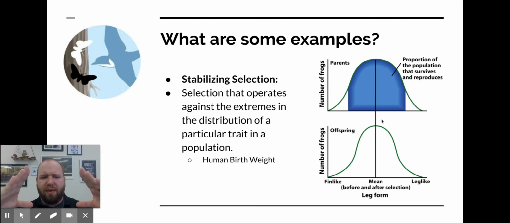And so again, without modern medicine, you can understand how those extremes of birth weight, really low and really high, would be eliminated, and there would be this birth weight that would be more and more centralized towards a more and more common birth weight.